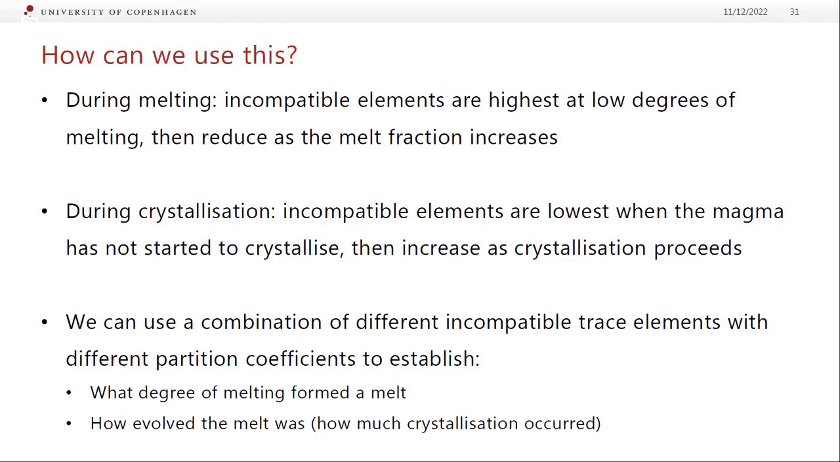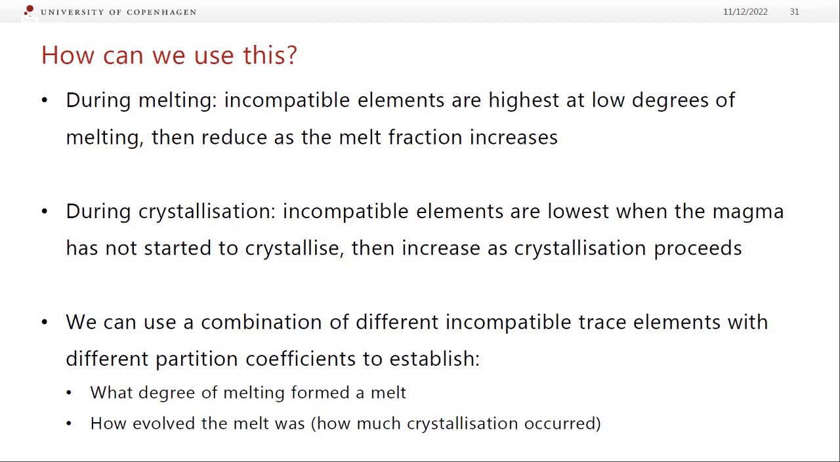Okay, so this is really useful, although it seems pretty abstract at the minute. The way we can use this is that during melting, incompatible elements are highest when the degree of melting is low. As the melt fraction increases, the subsequent melts we're adding don't have as many of these incompatible elements, so we reduce the incompatible element concentration as melting progresses. During crystallization, the incompatible elements are lowest when the magma has just made it to a crustal magma chamber. As we crystallize, we are not putting the incompatible elements into the crystals, so we remove crystals and concentrate those incompatible elements in the magma that's left behind.